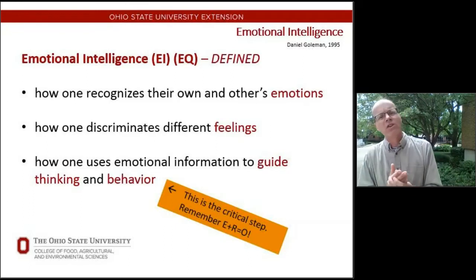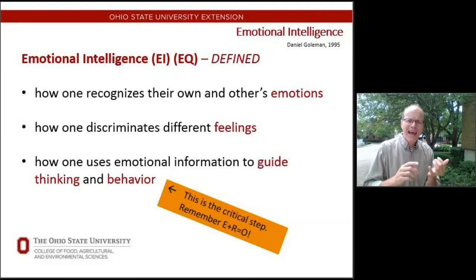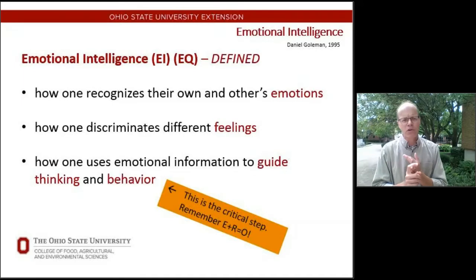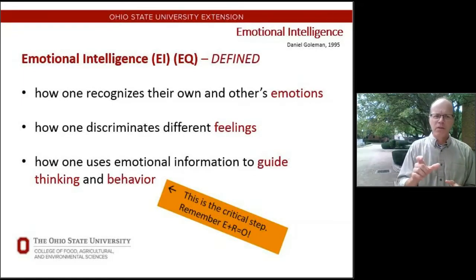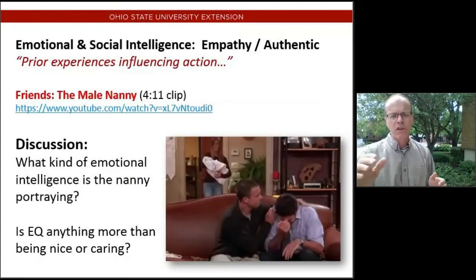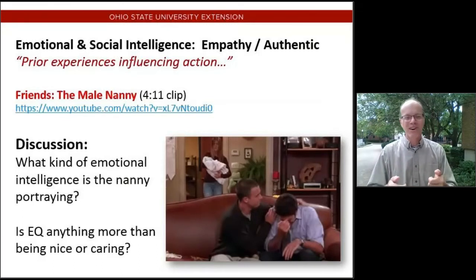So what is the definition of EQ, of emotional intelligence? It really boils down to how do you recognize your own and other people's emotions? How do you discriminate these feelings? And perhaps most importantly, how do you use that information to guide your thinking and your behavior? Because it's all about what we do with this. That's the critical piece.